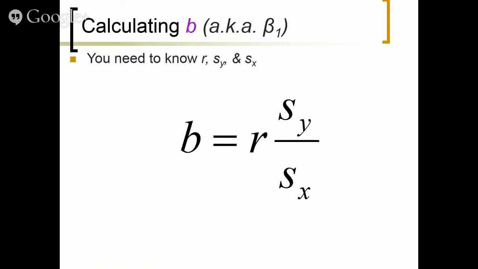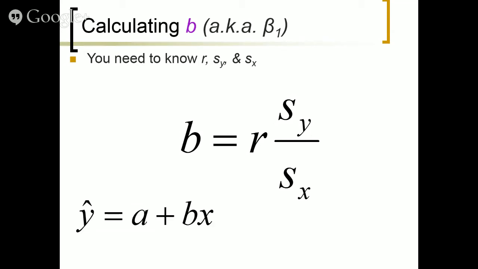Y is over X, and you can remember that with a little mnemonic: the Y axis is up and down, it's vertical, and the X axis is always on the bottom, it's always flat, below the Y axis. So Y is on the top, X is on the bottom. So it's the correlation coefficient times the ratio of the standard deviation of Y divided by the standard deviation of X. And what this does is it takes this scaleless, perfectly standardized thing, the correlation coefficient, and says, what does that look like if you express it in terms of these two actual variables?